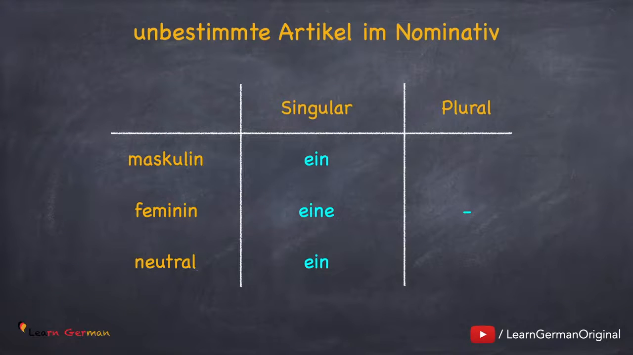Unbestimmte Artikel im Nominativ. For masculine singular, we use ein. For feminine singular, we use eine. And for neutral, we use the same as masculine, that is, ein. There is no unbestimmte Artikel in the plural form.